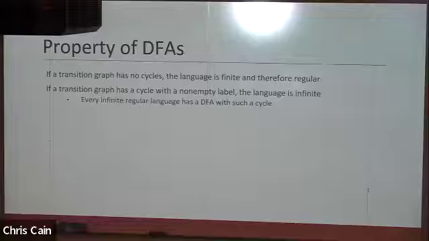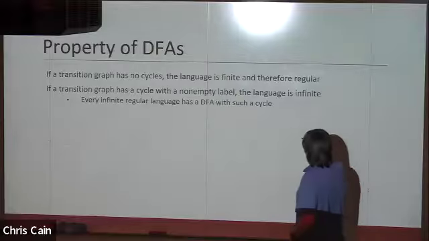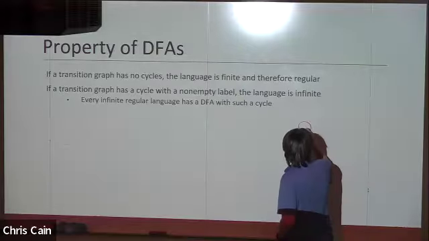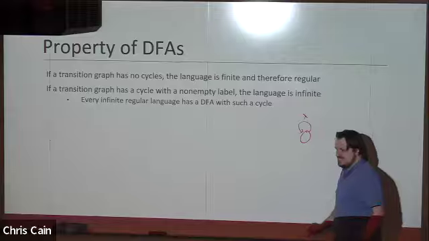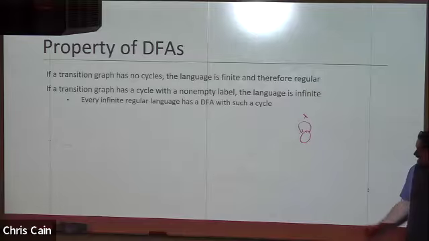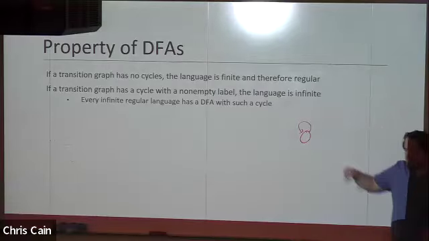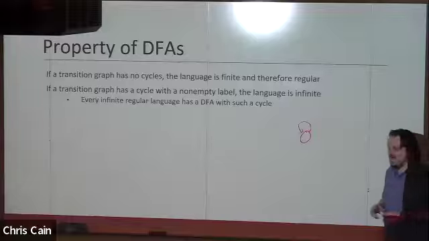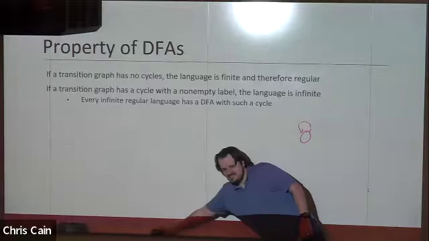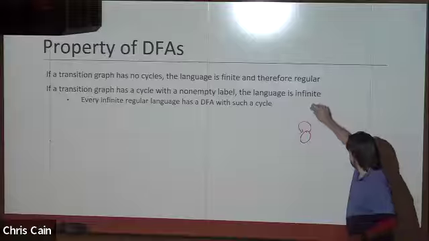Yeah. What do you mean by a non-empty label? It means that in an NFA, you could create a cycle like this on a lambda. And since that doesn't consume any input characters, that doesn't change anything. Okay. So yeah, this has to have at least one character in the input alphabet in that edge in order to count as a cycle. Yeah. Great question.